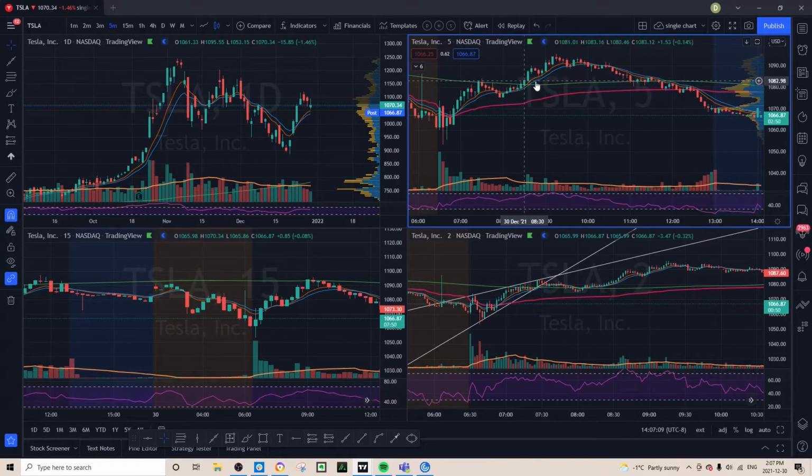This is the 200 simple moving average. I basically top fished that and put my stop above the top of it. It was only a $2 risk. I got in at about 1082. My stop was just over the 1084s.